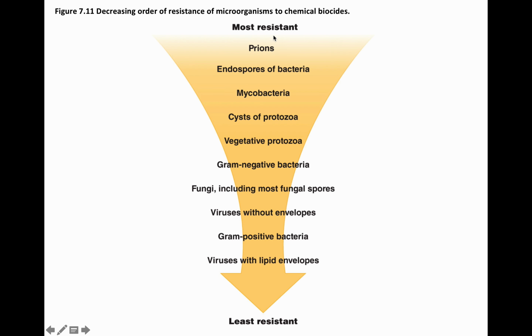This is a list of the most resistant microbes to the least resistant. And pay attention to basically the bacteria here. We'll discuss prions in Chapter 12. But endospores, as we talked about, are highly resistant. Your mycobacteriums with the mycolic acid, gram-negatives with outer membrane, and then your gram-positives with no outer membrane but just the cell wall would be the least resistant.